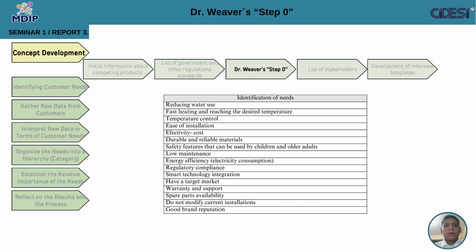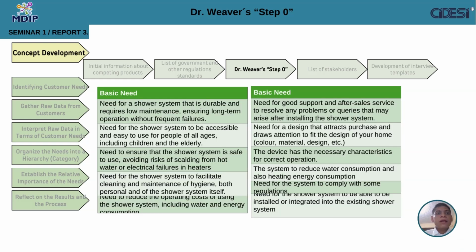Continuing with the development of Dr. Weaver's Step Zero, a series of needs were proposed that we expected to find during the interviews. This included the needs of the selected stakeholders and some that we assumed because we expect they would not be mentioned in the interviews, because the client expects them to already be there. As a result of the interviews, many of the needs were validated, and many more emerged, with respect to the basic needs originally identified, which were considered expected.